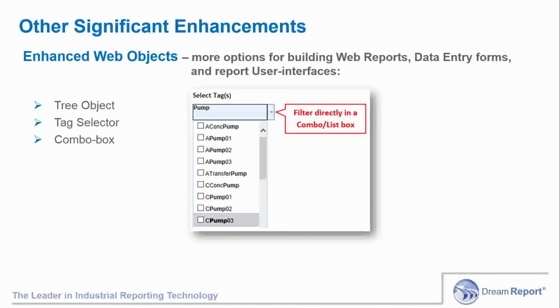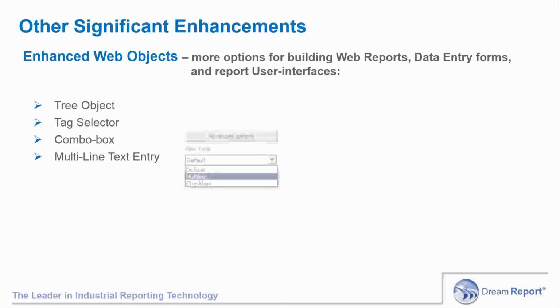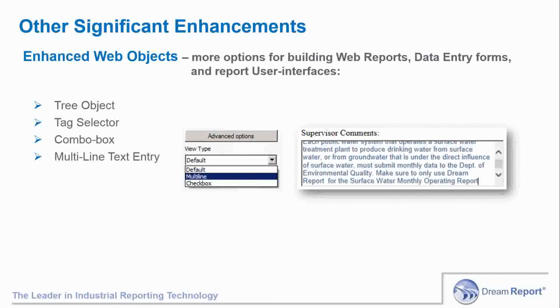Of course, we'd encourage using data models to display only the tags that users need in a logical organization, rather than using one huge list. And for manual data entry forms, we've given the ability for a user to type in comments or observations in a clear, multi-line text box, and a new checkbox option for recording Boolean type results.